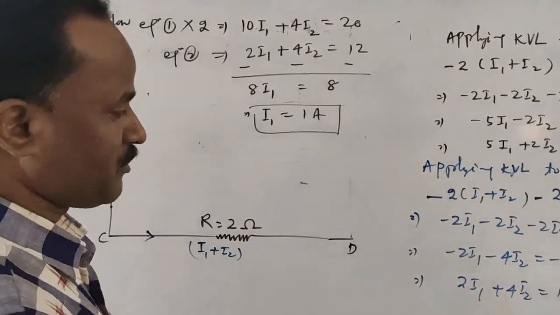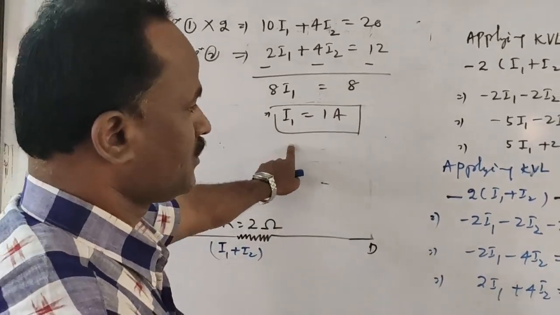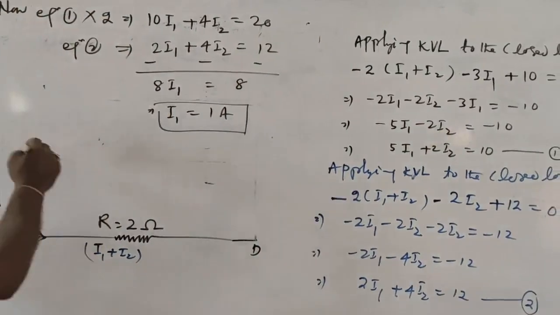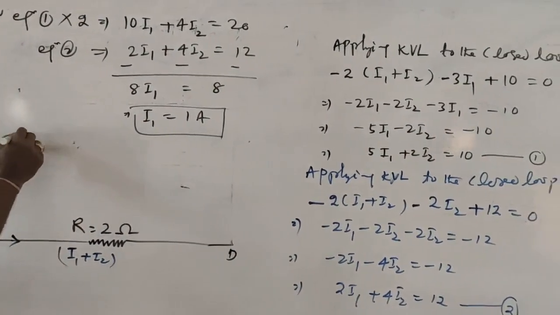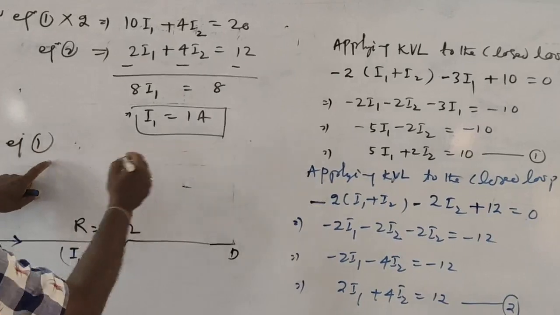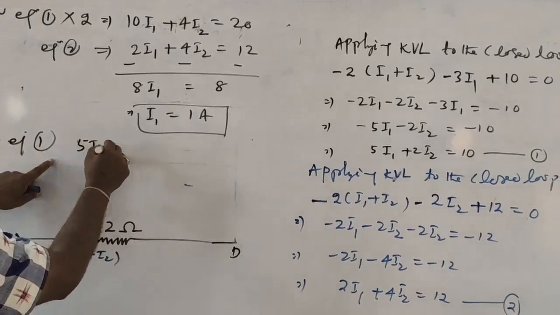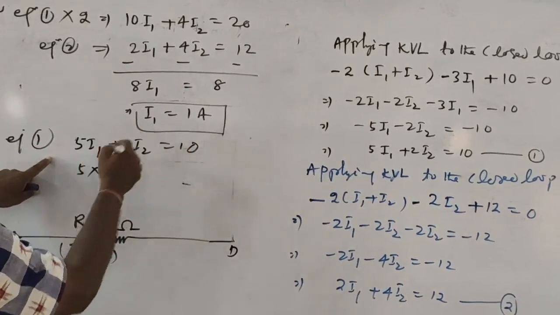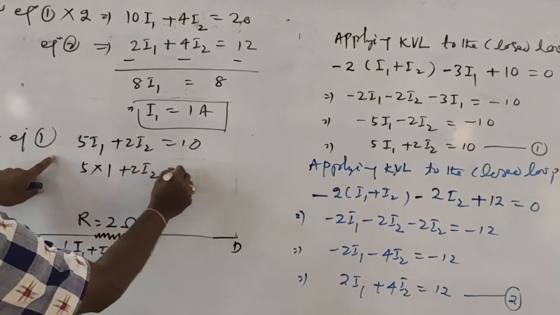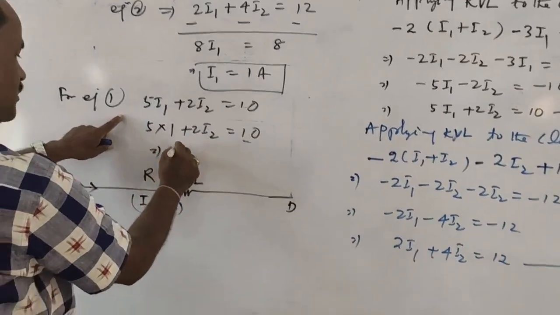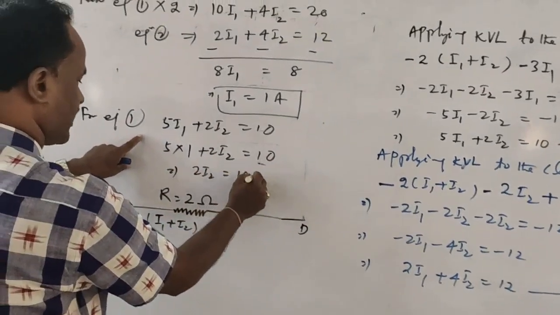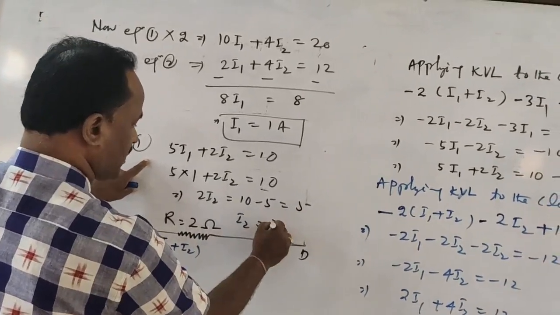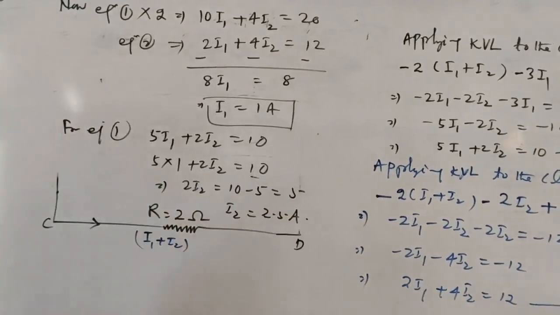Since I1 is equal to 1 ampere, use this value in any one of equations 1 and 2 to find the value of I2. From equation 1, 5I1 plus 2I2 is equal to 10. 5 multiplied by I1, which is 1, plus 2I2 is equal to 10, or 2I2 is equal to 10 minus 5, which is 5, and I2 is equal to 5 by 2, it is 2.5 ampere.